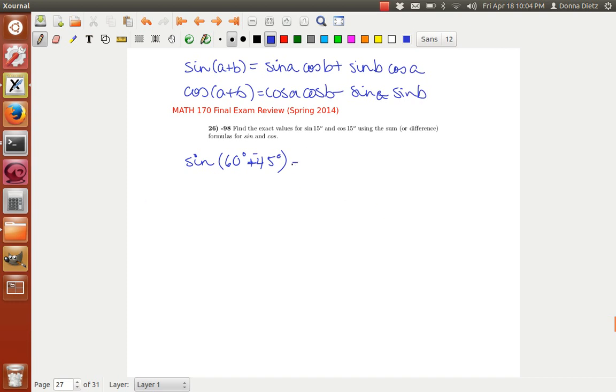All right. So I'm going to use the first formula: sine of 60 times cosine of minus 45 degrees, plus sine of minus 45 degrees, cosine of 60 degrees. Now you may say, well, I don't remember. That's okay, we'll figure this out, right?